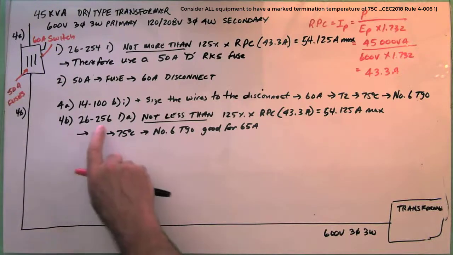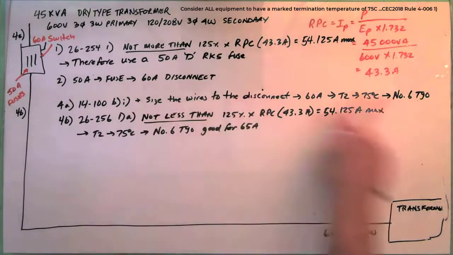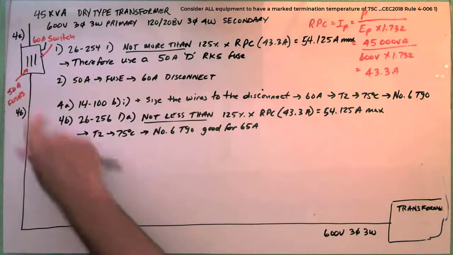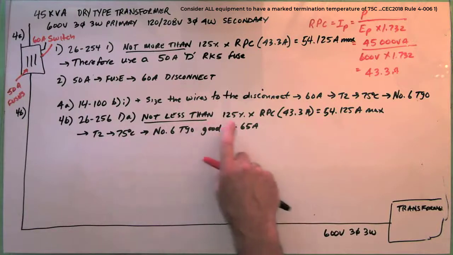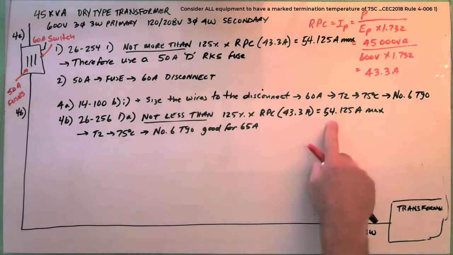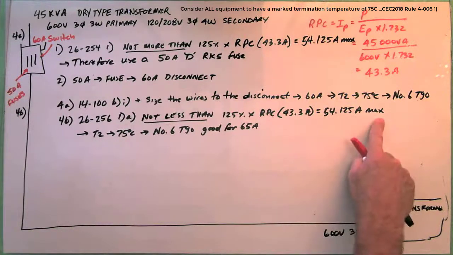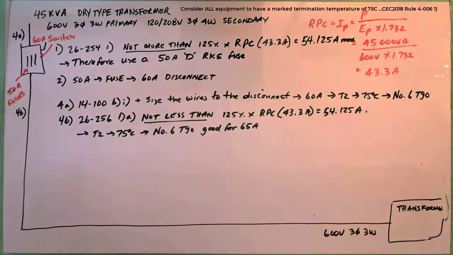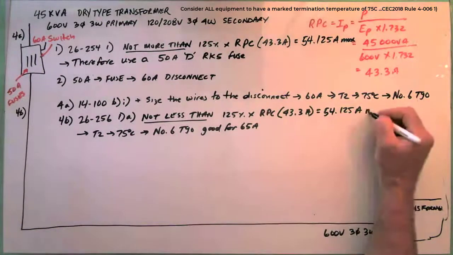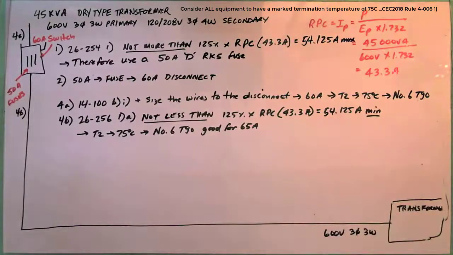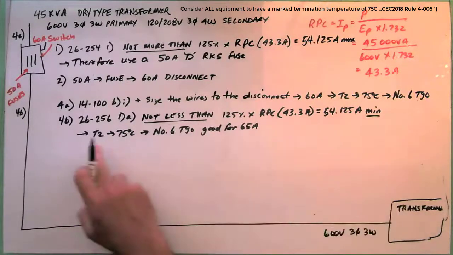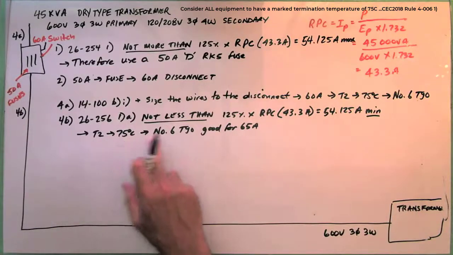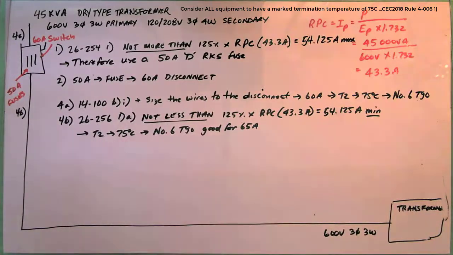And then I wanted to know the wire size based on the switch, and then the wires from the load side to the transformer, not less than 125% of the rated primary current. It's 54, and that should be min. Not less than, so minimum. Go to Table 2, 75°C, number 6, good for 65. Okay? Now I'm going to flip this around.